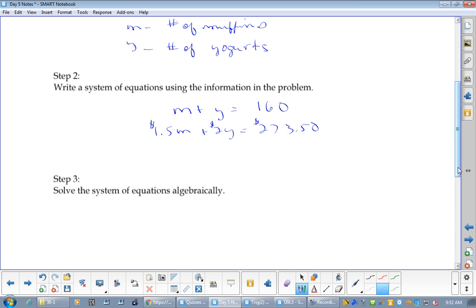Okay, so I'm going to multiply the top statement by negative 2, sorry. And I want to write it beside it. Negative 2M minus 2Y equals negative 160. And then this one is going to stay 1.5M plus 2Y equals 273.50.